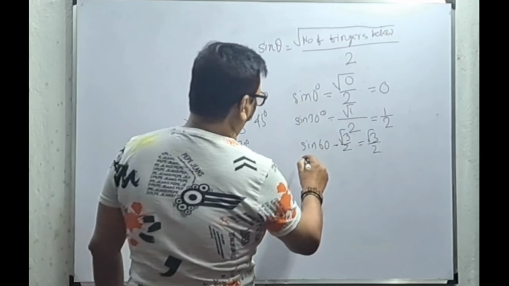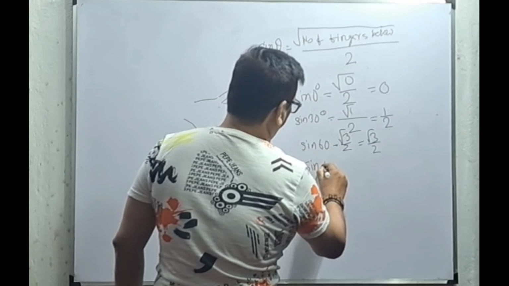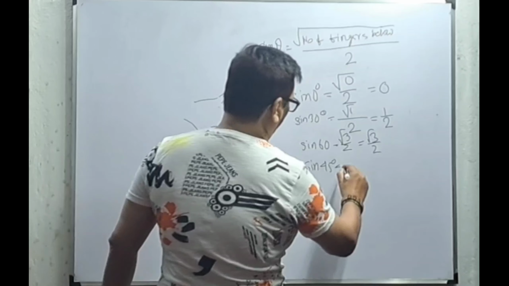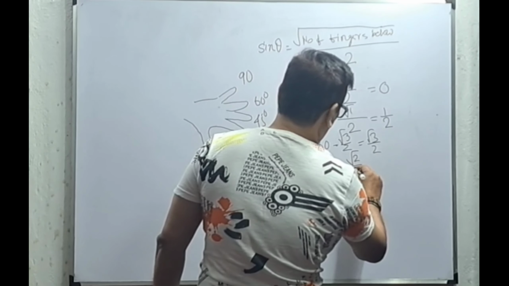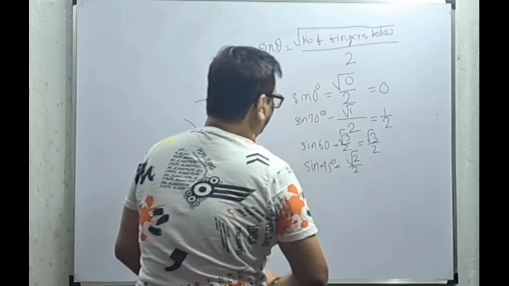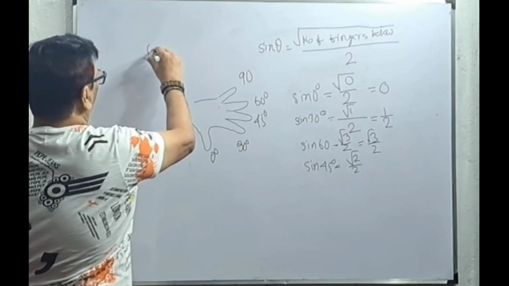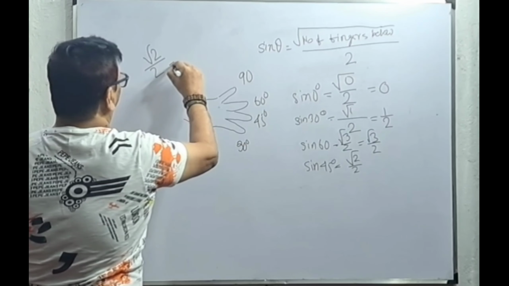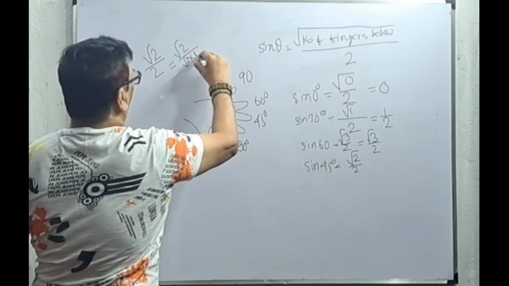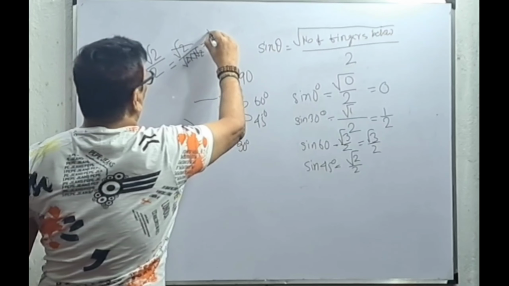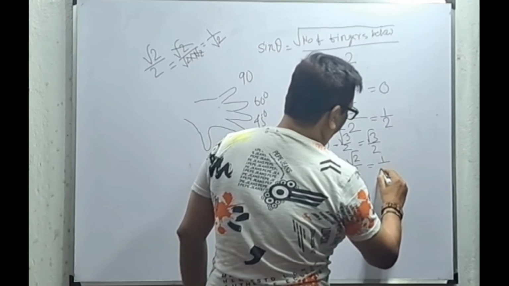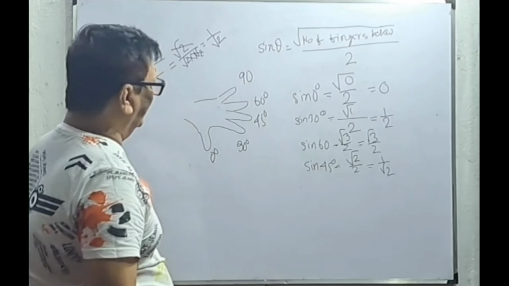Now sine 45, that I missed out, is equal to the number of fingers below, 2. So root 2 by 2. Here is a small problem that I'll solve for you. Root 2 by 2 can be written as root 2 divided by root 2 multiplied by root 2. So these two root 2 cancel out, giving 1 by root 2. So it is the same as 1 by root 2.